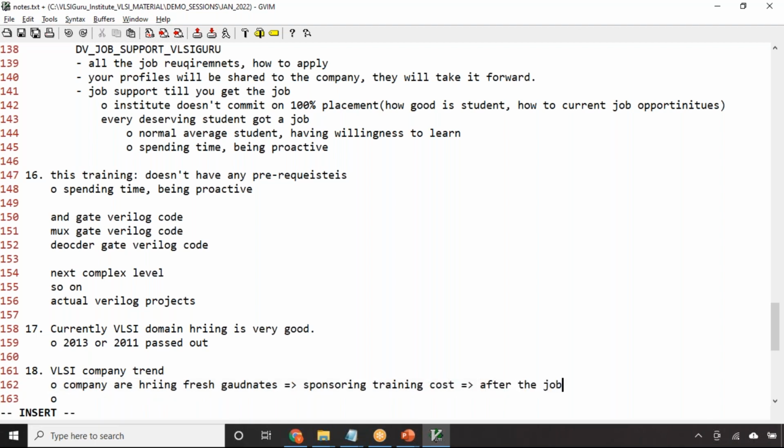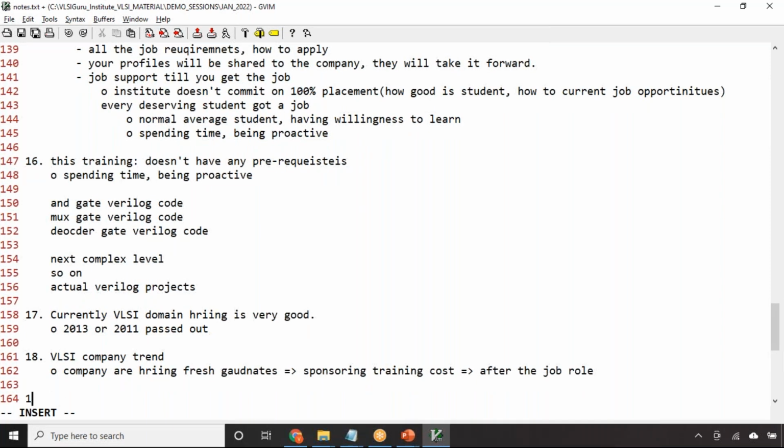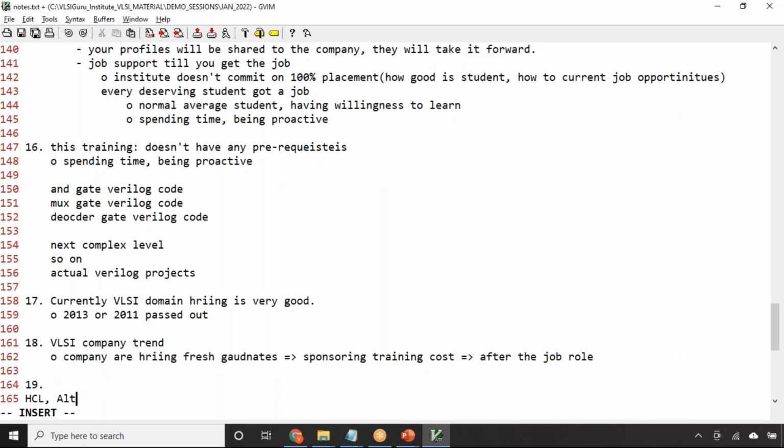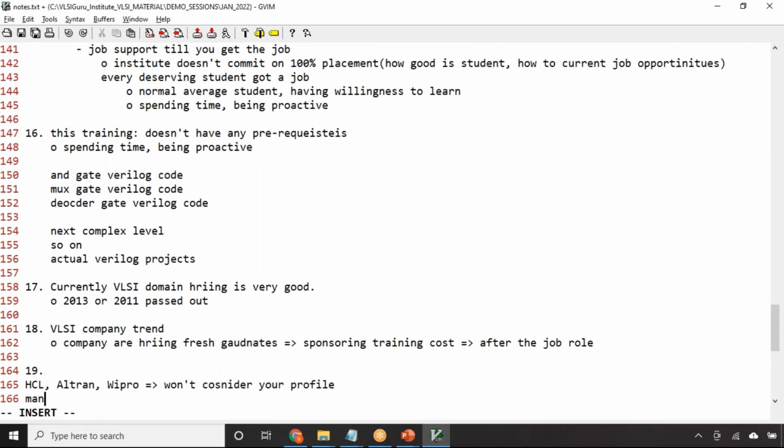So that gap is a negative impact for me on the job? Yes, it will have an impact. See, companies like HCL, for example, someone with an education gap, companies like HCL, Altran, Wipro, they will not consider your profile. But then there are many other companies who will hire you.